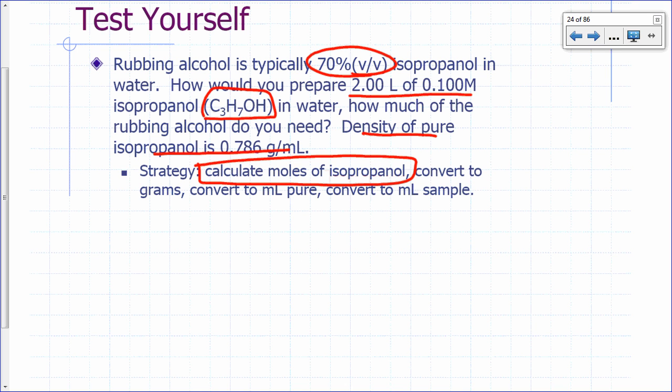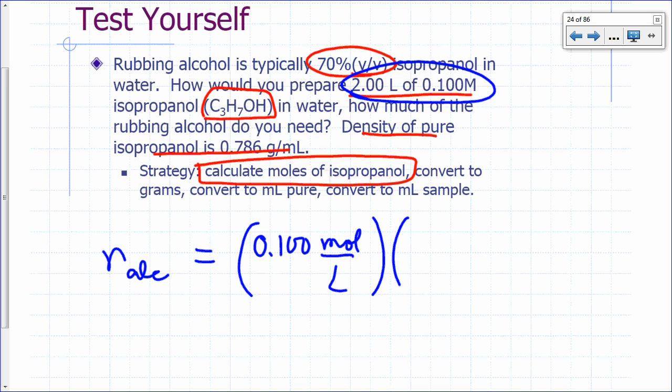Our desired solution is 2 liters of 0.1 molar. So moles of isopropanol, I'm just going to call it ALC for alcohol, equals 0.100 moles per liter of alcohol times 2.00 liters. That cancels. So that gives you 0.200 moles of alcohol.